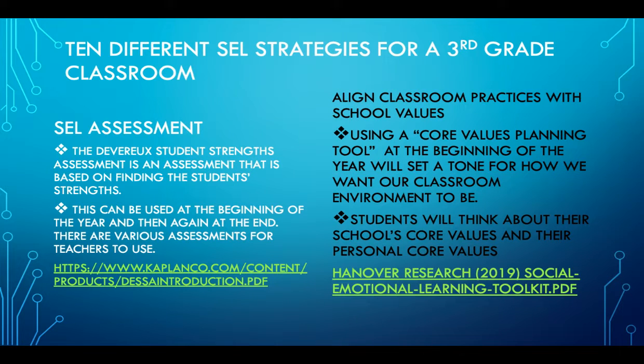So the first one that I really enjoyed was the social emotional assessment from the DeVar Student Strength Assessment. This is given at the beginning of the school year, and there are different versions. There's a mini version, and there's also the normal assessment. The assessment contains 72 items. So I think the mini assessment is best for third grade classrooms.